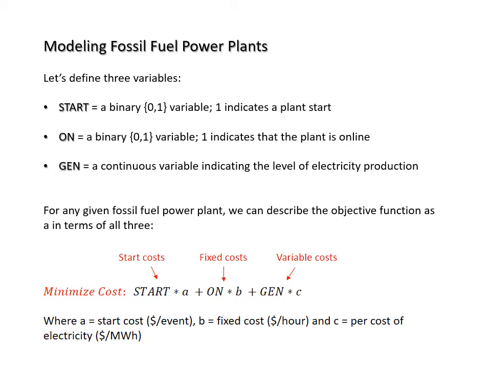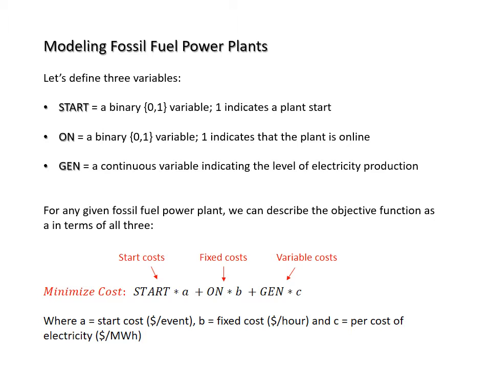Generation, or gen here, is a continuous variable, so not a binary variable. So it can take any value within some sort of bound, right? It's obviously not going to be zero. Well, in some cases it could be, but a lot of plants have minimum generation requirements. So it's going to be some low number up to the maximum generating capacity of the power plant.